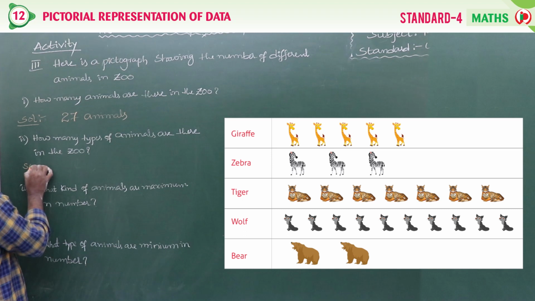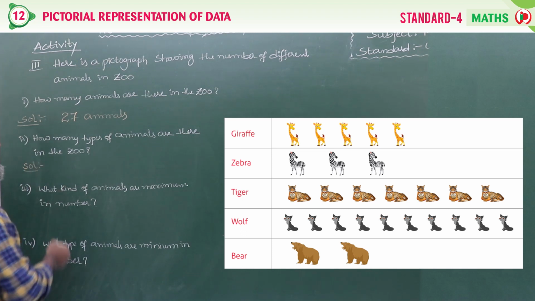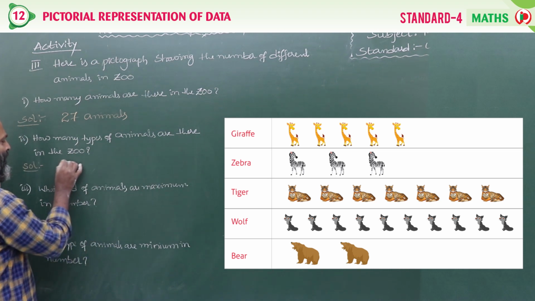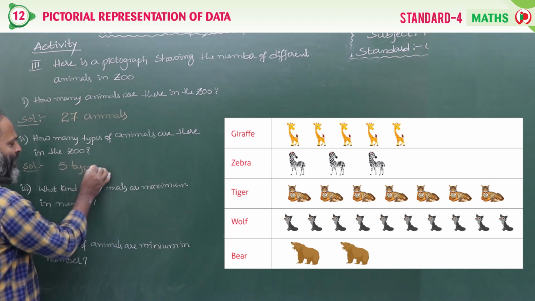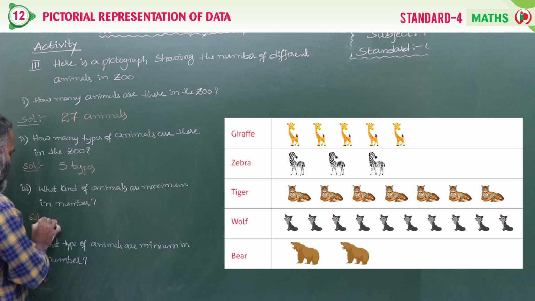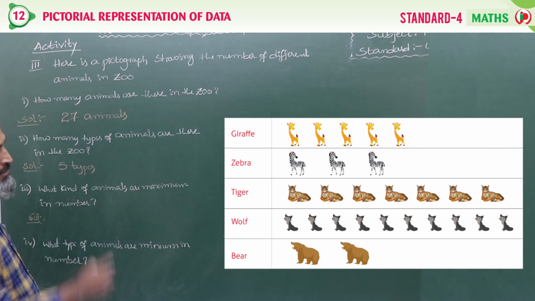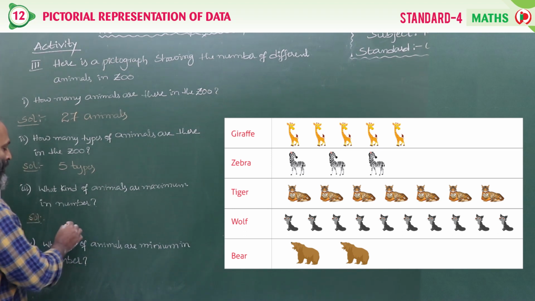Then the second question, how many types of animals are there? Total 5 types of animals are there. Then next, what kind of animal is maximum in number? Maximum in number is the wolf.